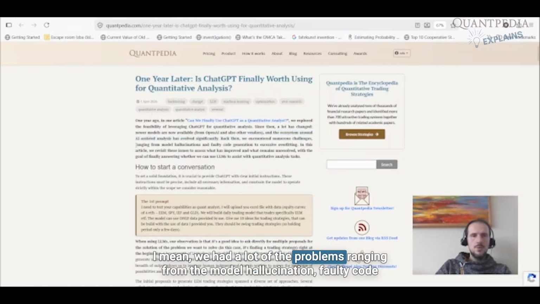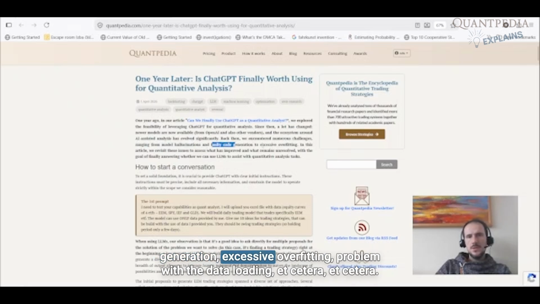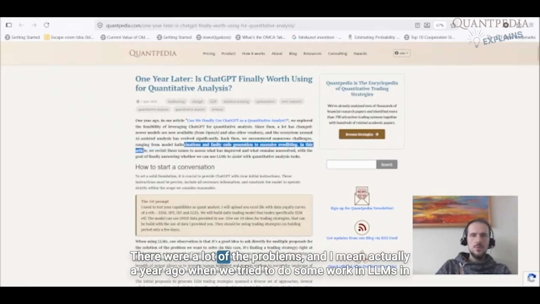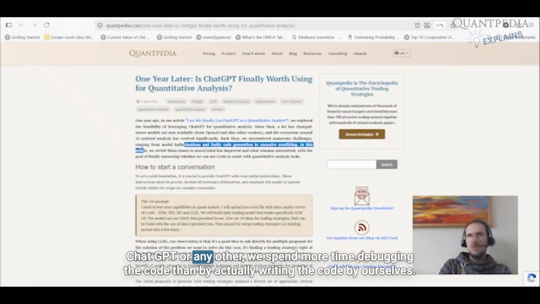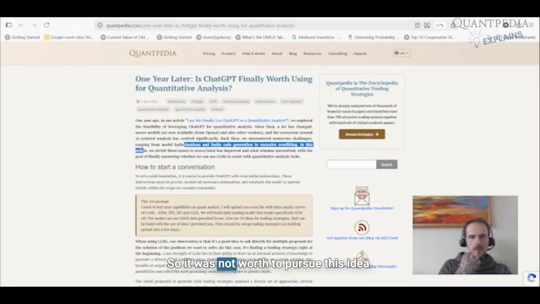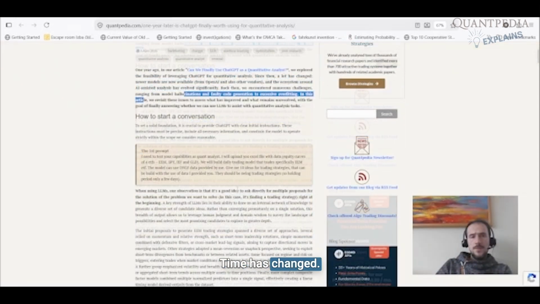We had a lot of problems, ranging from model hallucination, faulty code generation, excessive overfitting, problems with data loading, etc. There were a lot of problems, and actually a year ago, when we tried to do some work with LLMs, in ChatGPT or any other, we spent more time debugging the code than actually writing the code by ourselves. So it was not worth pursuing this idea. Time has changed. So what was the goal?